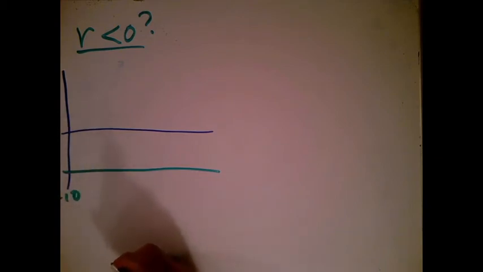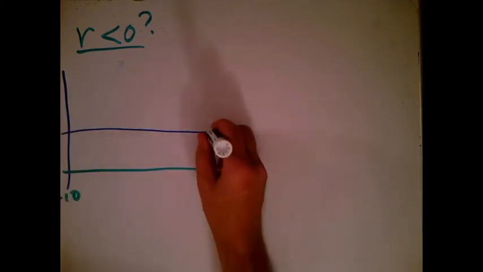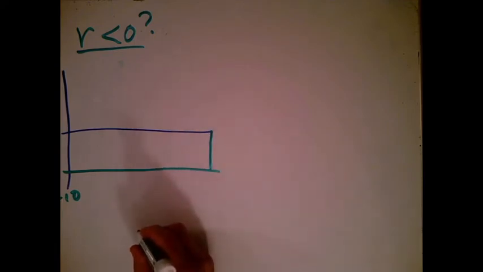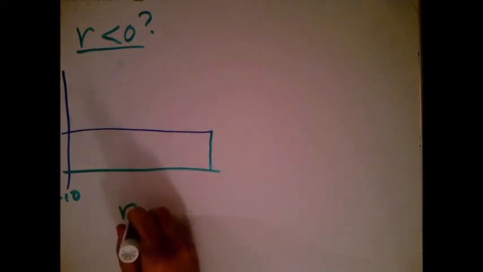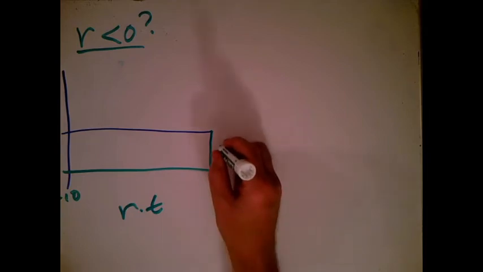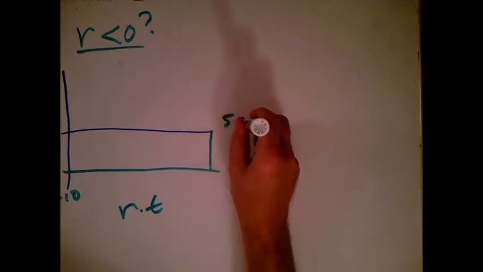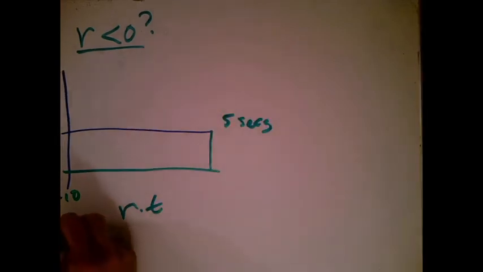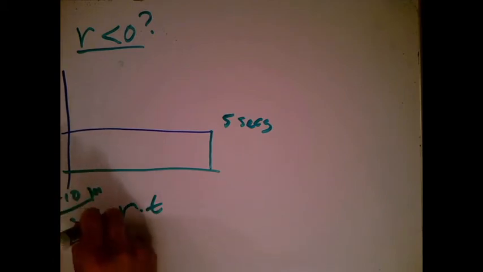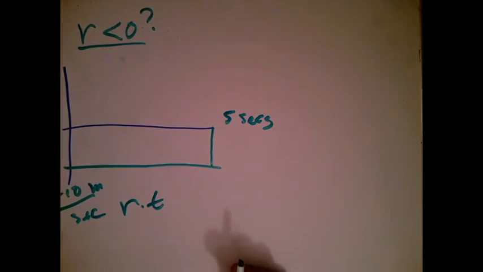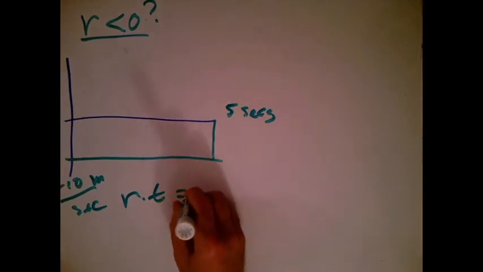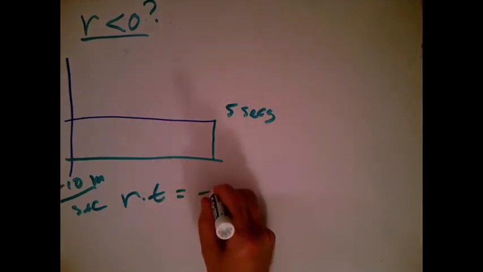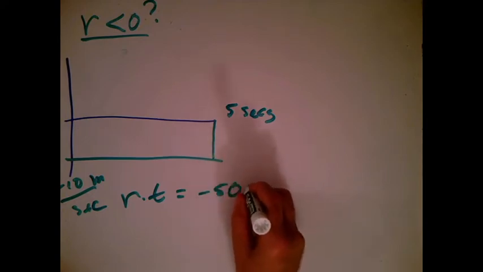Now, the problem is, remember what we did before, right, is that we took rate times time. If I take rate times time here, and why don't we go say 5 seconds, and we can make this minus 10 meters per second, like that. If I multiply the rate times time, what I'm going to get is minus 50 meters.